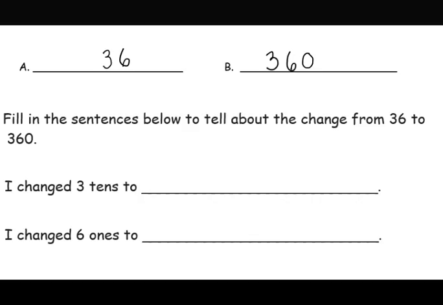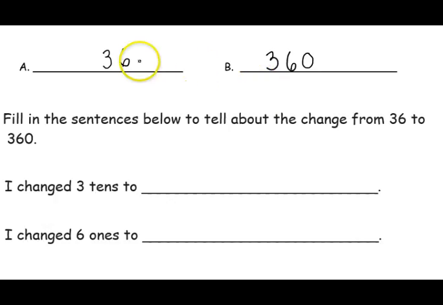In this section, we're going to explain what happened to each digit when we went from 36 to 360. When I look at my 3 in each number, I started with 3 tens, but then in my second place value chart, the 3 disks were in the hundreds place, so I changed my 3 tens to 3 hundreds. The 3's do not have the same value because they are in different spots on the place value chart.